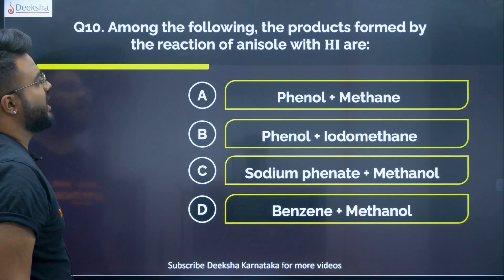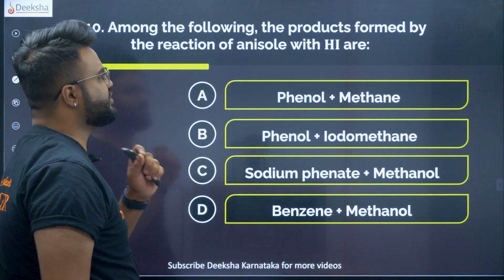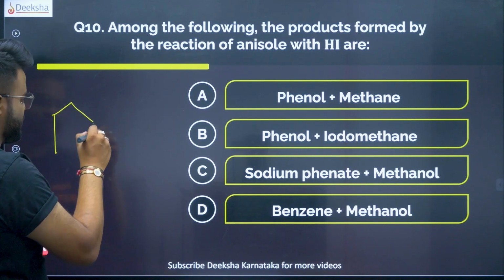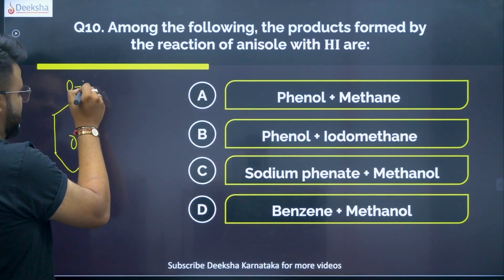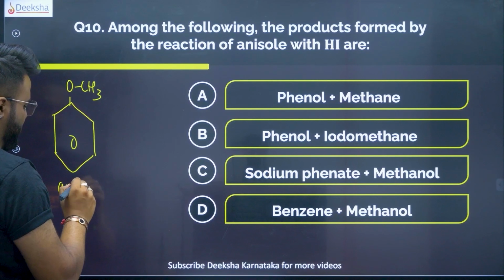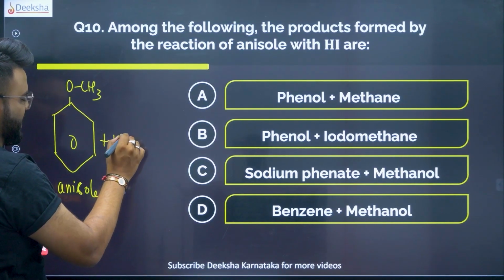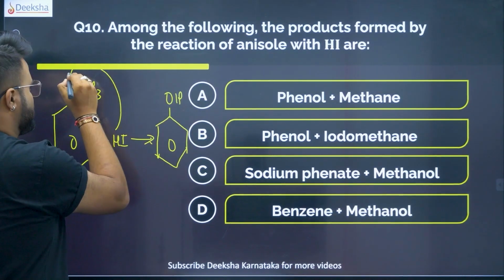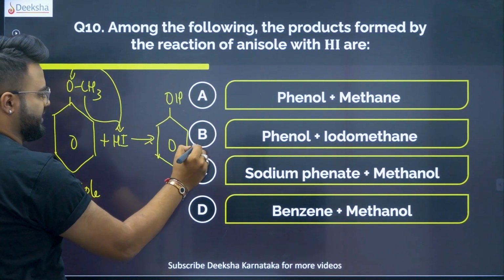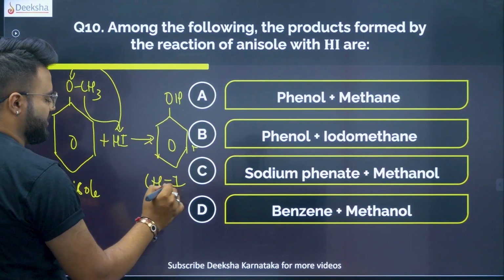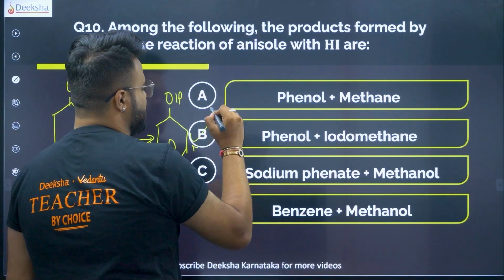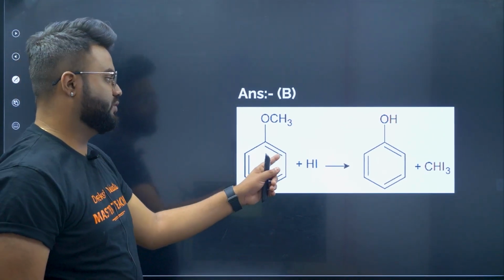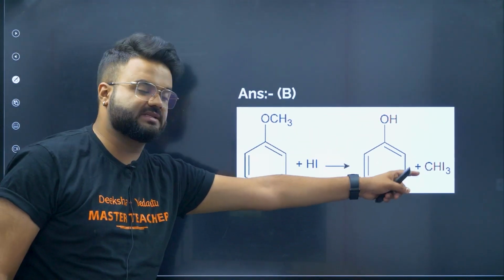Question number 10. Among the following, the products formed from the reaction of anisole with hydrogen iodide. Writing anisole is very simple: a benzene ring with OCH3. This is your anisole. When anisole reacts with hydrogen iodide, it forms phenol. H goes here and CH3 will react with iodine. It forms iodomethane. So it is phenol and iodomethane. Therefore, option B will be your correct answer. You can check: this is your anisole, and when it reacts with hydrogen iodide, it forms phenol and CH3I.